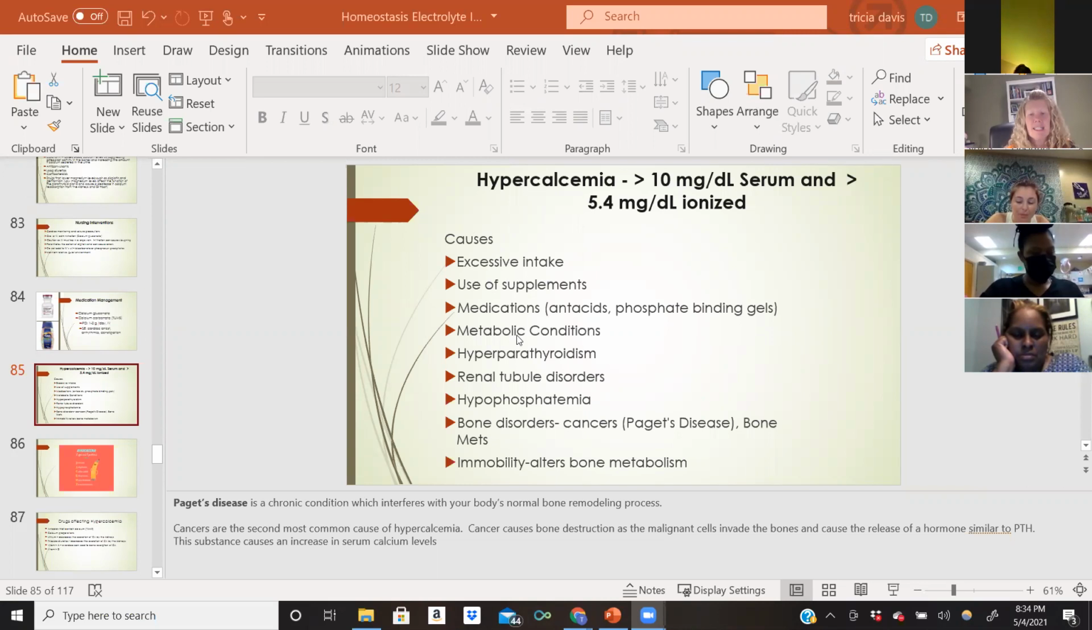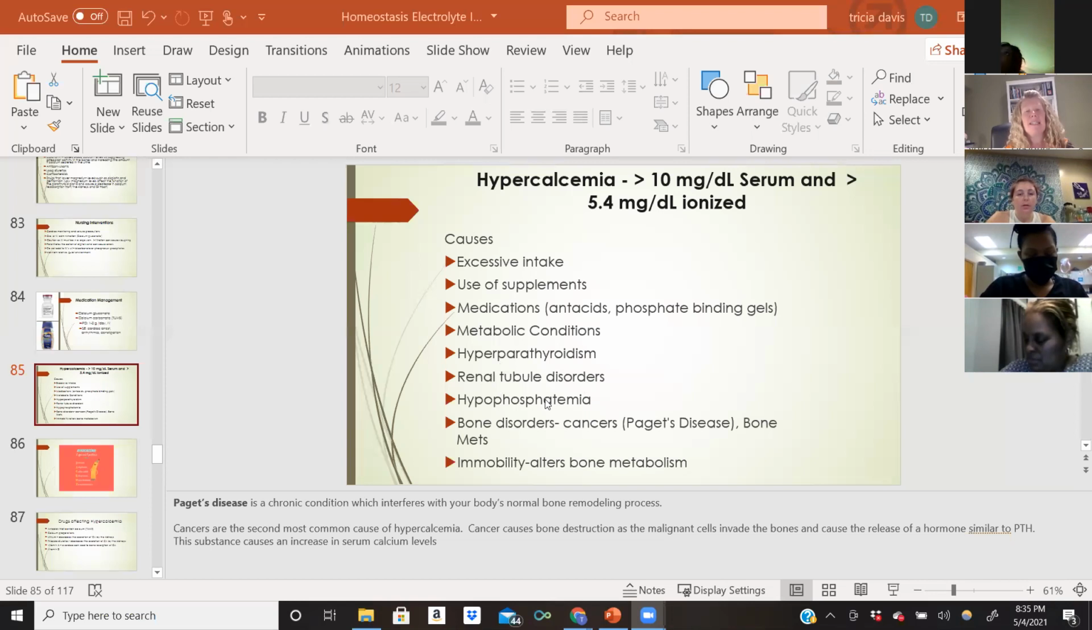Certain metabolic conditions can cause it. If a patient has hyperparathyroidism, that's making too much calcium. If you have renal tubule disorders, if you have low phosphorus, remember we said that if phosphorus goes one way, calcium goes the other. So if your patient has low phosphorus, they're going to have high calcium. Certain bone disorders or cancers such as Paget's disease or bone mets.